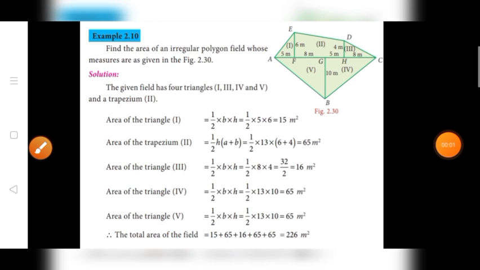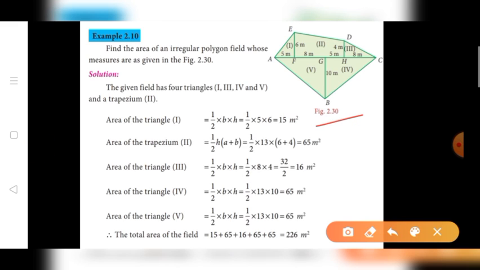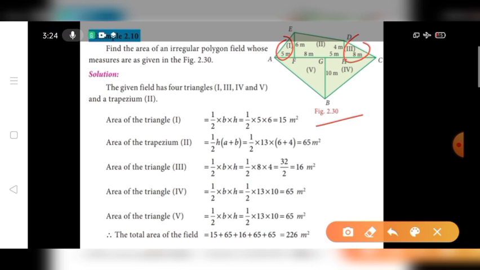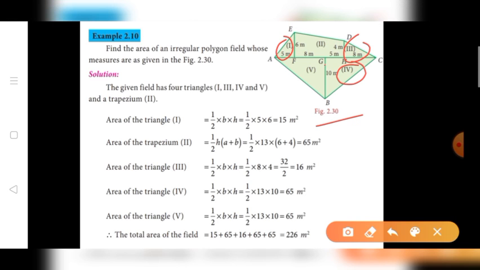The next example 2.10. Find the area of an irregular polygon field whose measures are as given in figure 2.30. Solution: the given field has 4 triangles, 1, 3, 4, 5.